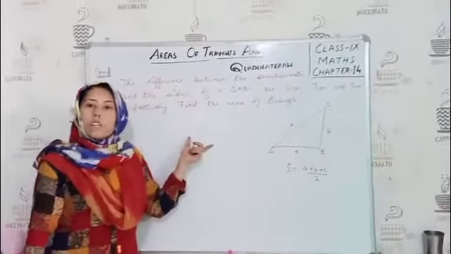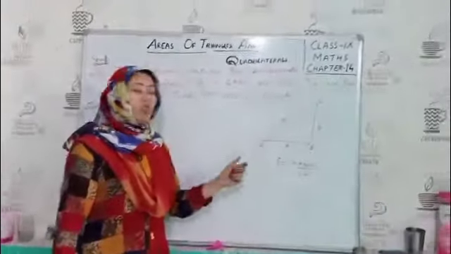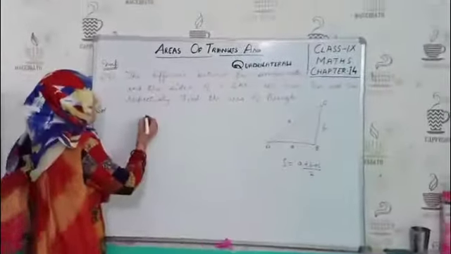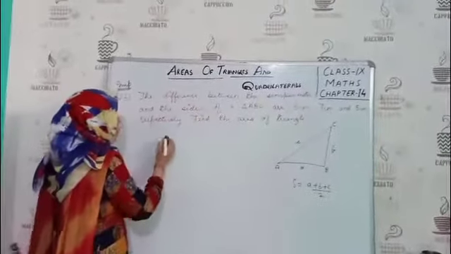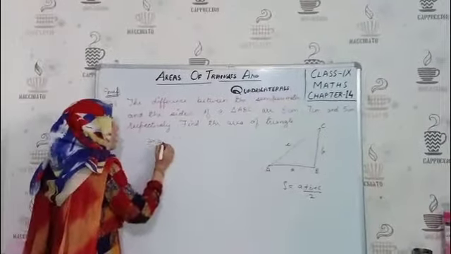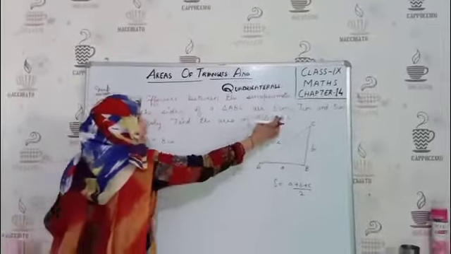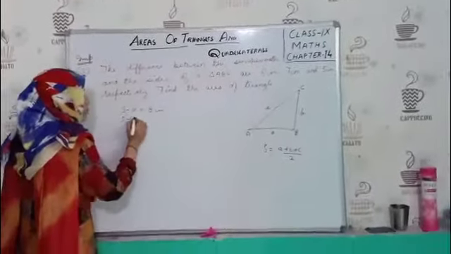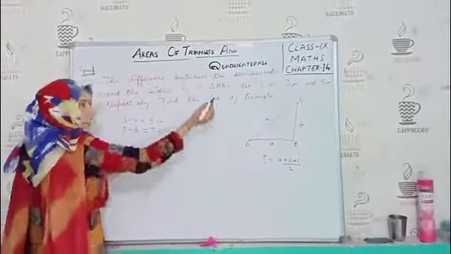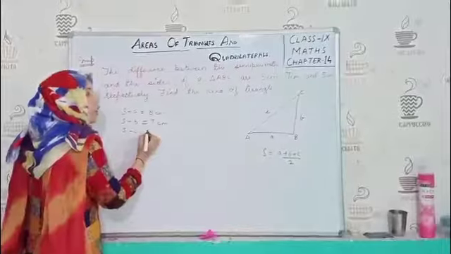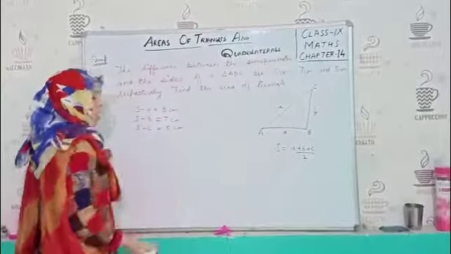Okay, this is a very important question because we don't know the values of a, b, c. We know only the differences of the semi-perimeter and the sides. That means s minus a is given, that is 8 cm. s minus b is given, that is 7 cm. And s minus c is given, that is 5 cm.